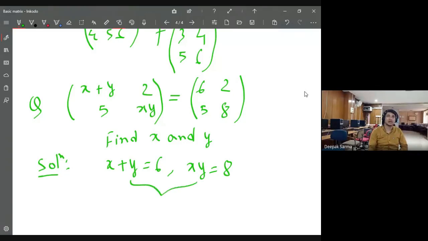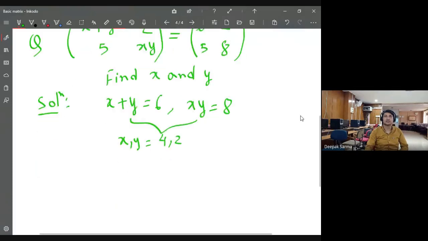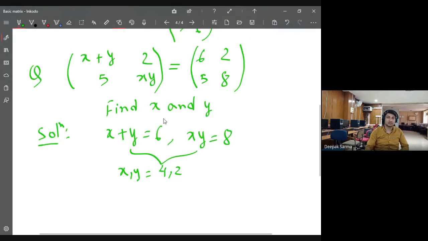Because the matrices are the same, their order must be the same. Here you can see 2 by 2. This one is also 2 by 2. So entry 2 is same as 2, 5 is same as 5. So it's fine. The other two entries must be the same. So if I solve them, what do we get? One of them is 4, the other is 2. So x, y, one of them is 4, the other is 2. I know you can solve it yourself. So you can solve similar types of problems.